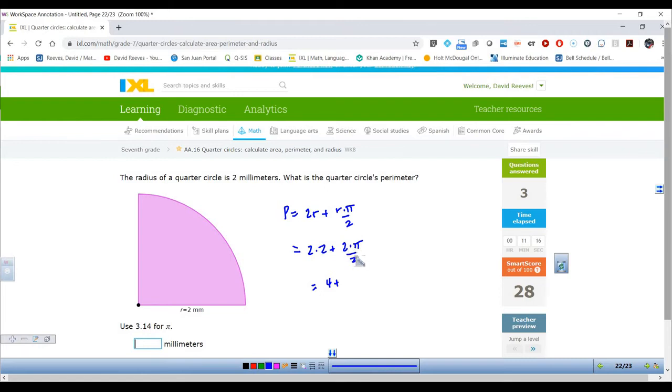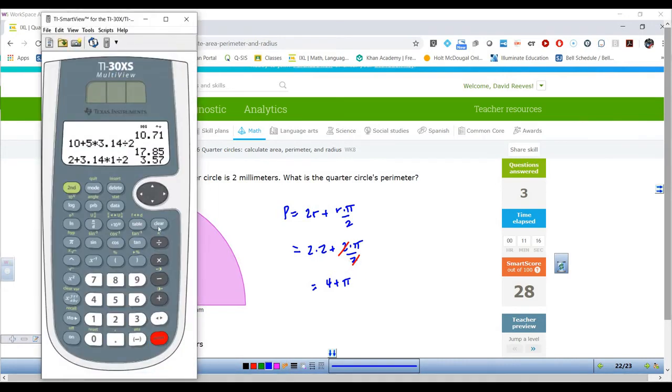All right, now, can we do this? 2 divided by 2. You guys all know what happens when you do 2 divided by 2, right? When you do 2 divided by 2, you get that. So we get 4 plus pi on our calculator. 4 plus pi. We could have put that in the calculator, but I think you guys are clever enough that you can do some canceling there.